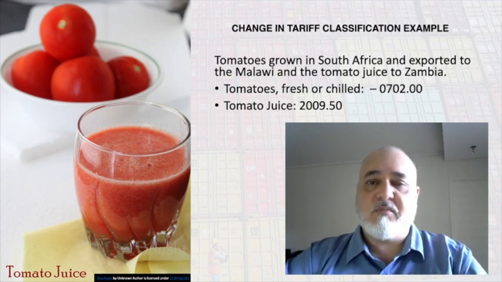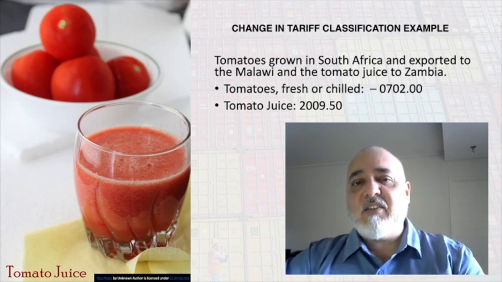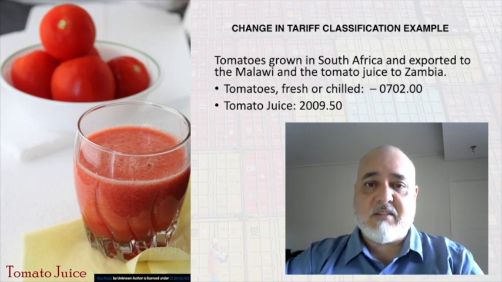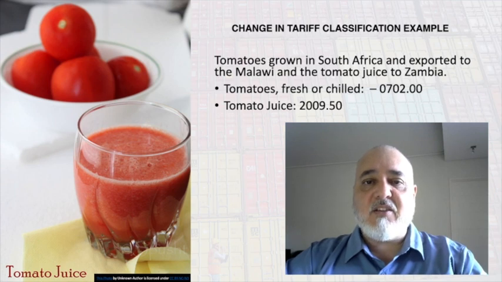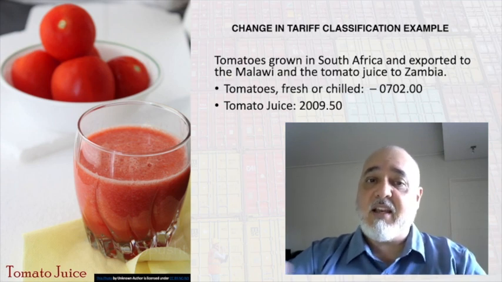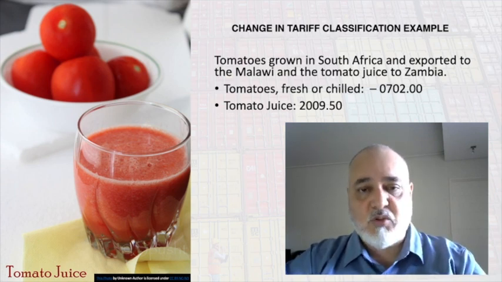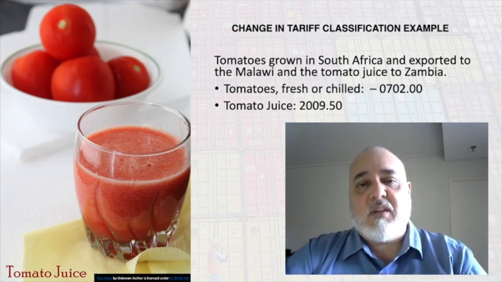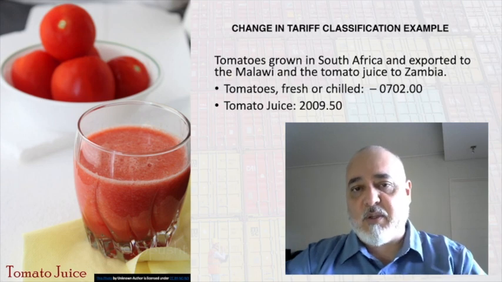having South African origin. However, if the tomato is imported from South Africa and processed in, let's say, Malawi, and changes the classification under heading 070200 to any other tariff code, the origin will be Malawi instead of South Africa.